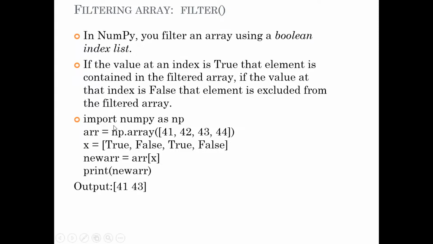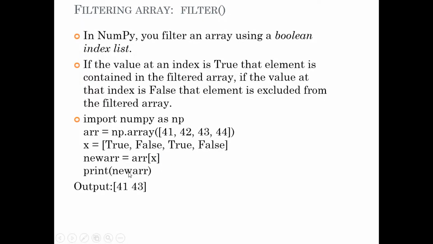Like here, we have created an array 41, 42, 43, 44, and that is stored in ARR. ARR is an array. And we have created a list of boolean values, as we told earlier, a boolean index list. Wherever you have written true and false, they indicate some number as an index value. Then we are creating a new array, which is a filtered array. We have ARR, our original array, and we give X as an input into that, as earlier we used to give an index number.